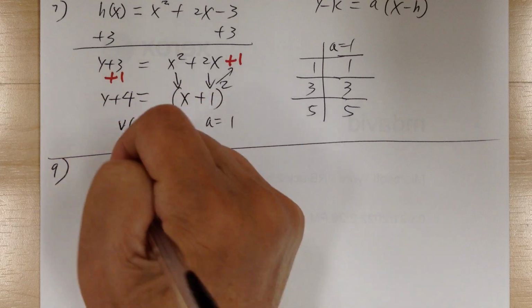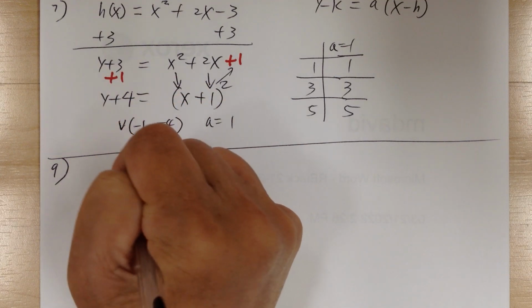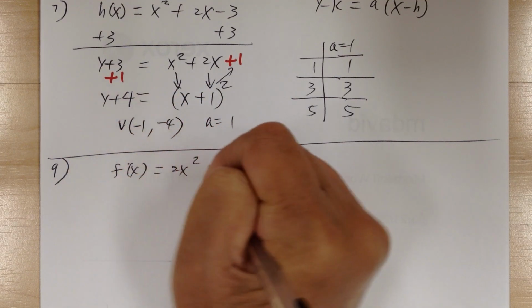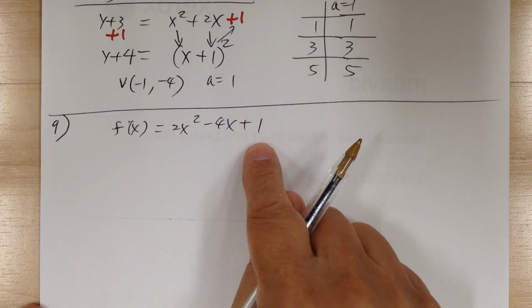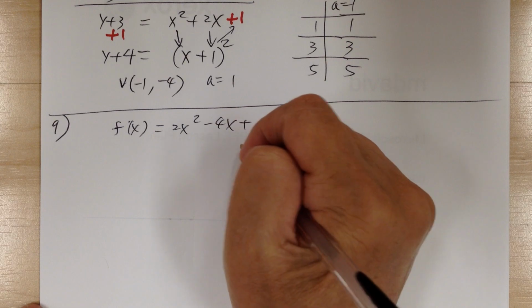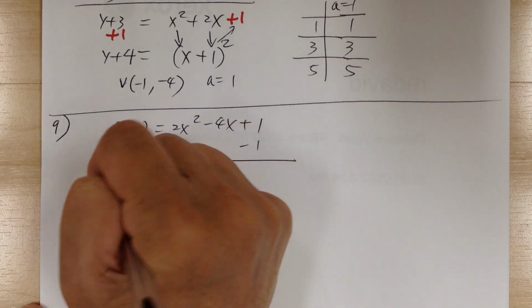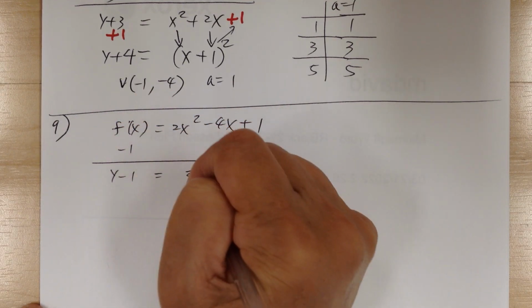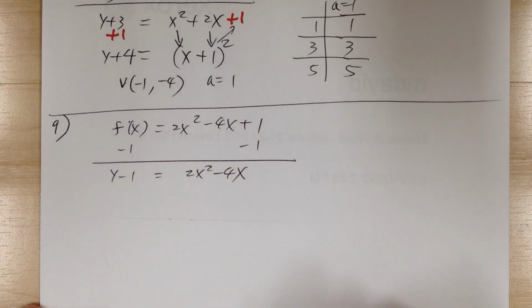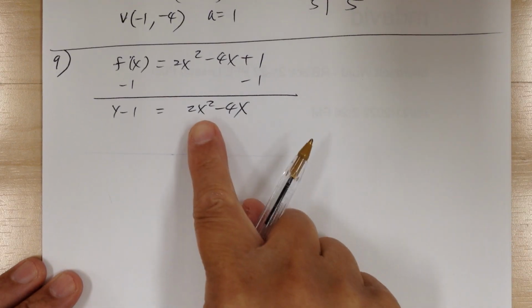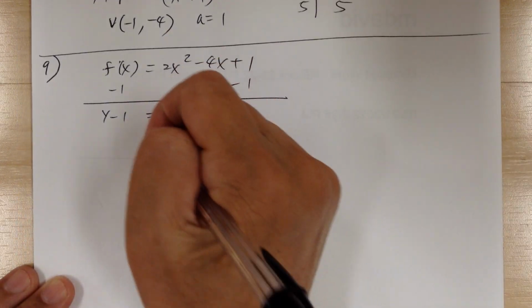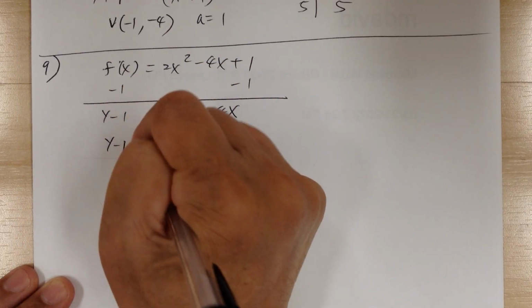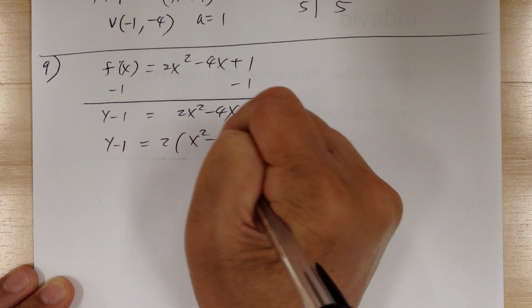Okay, number 9, you have f of x equal to 2x squared minus 4x plus 1. So first, let's get rid of this number. This number is kind of in the way. So minus 1 on both sides. So y minus 1 equal to 2x squared minus 4x. Then you need to factor out the 2 because you cannot have anything in front of the x. So factor out the 2. So you get x squared minus 2x.